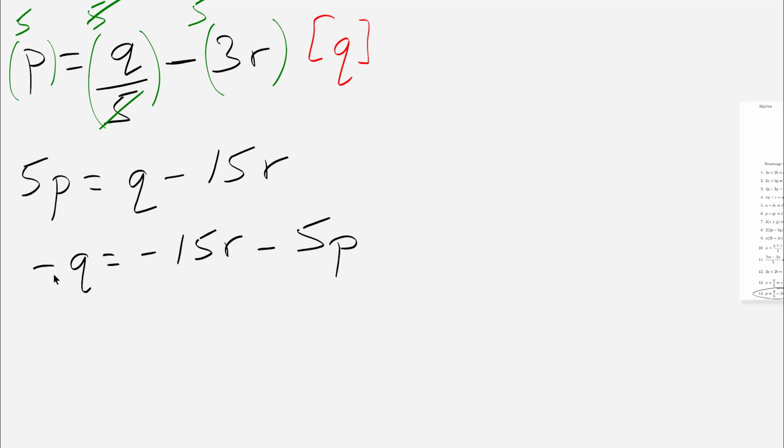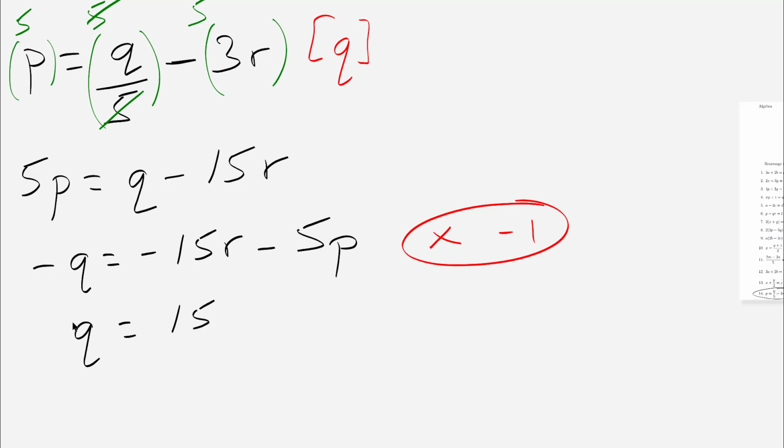Now here I have minus q. It's important to understand that I'm not looking for minus q, I'm looking for q. I don't want minus q, I want q. So how do I go from minus q to q? Well, I take the line and I multiply it by minus 1, therefore changing the sign. So therefore q will equal 15r plus 5p, and that is q isolated.